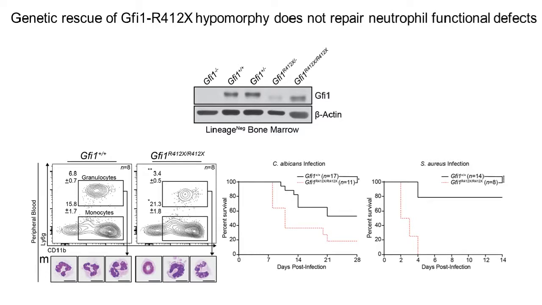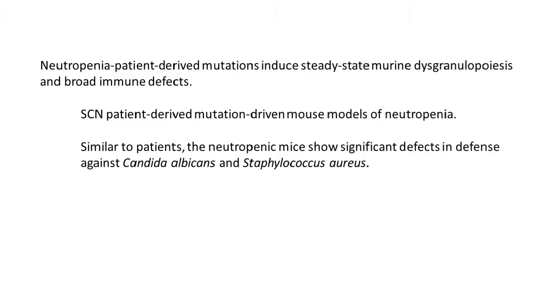And challenge of these mice, again with our pathogens, reveals that this partial rescue of neutrophil number was not sufficient to rescue function. Our results identify that patient-derived mutations induce both neutropenia and innate immune effector defects in these neutrophils in vivo. So again, this highlights two separate defects in these mice, the formation and also the function of neutrophils.